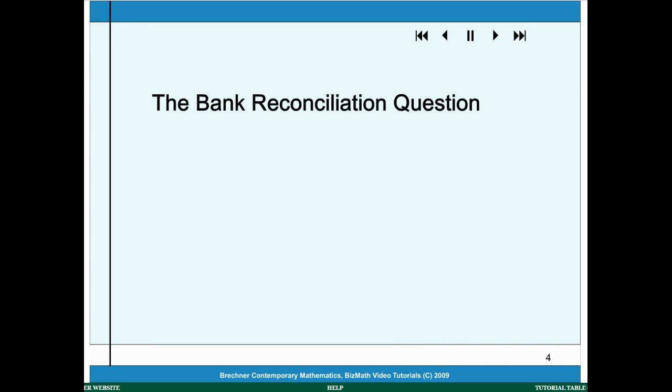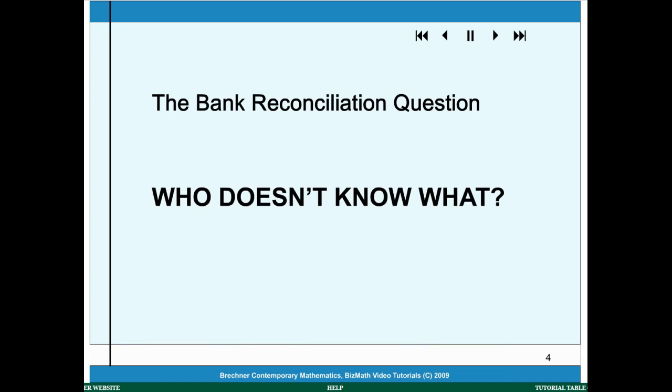Reconciling bank statements is really quite easy once you get the hang of it. Many people personalize the process to meet their own needs. The first question that must be answered when reconciling the bank statement is, who doesn't know what? Look at the bank statement and ask yourself if the checkbook knows each transaction on the statement.